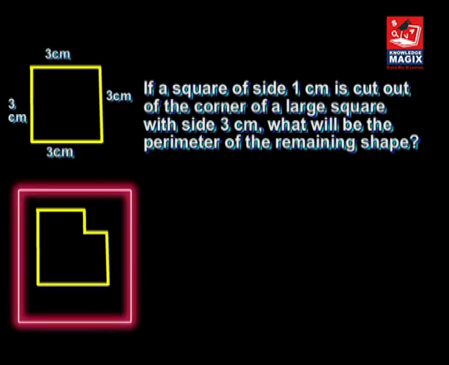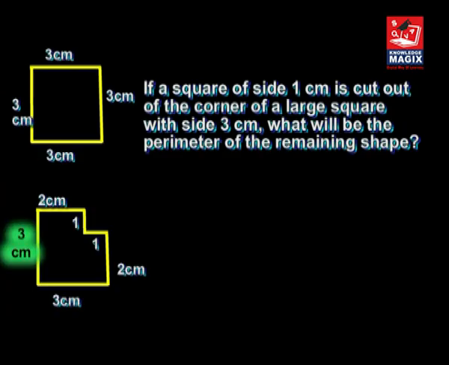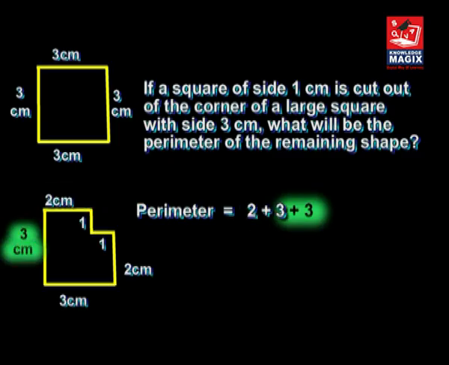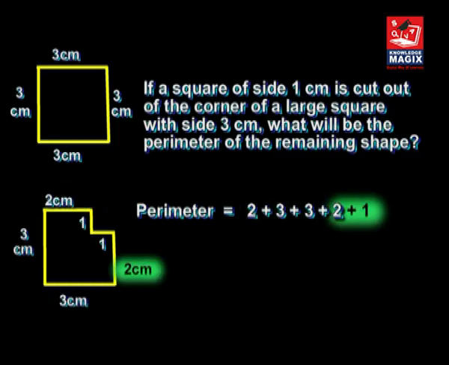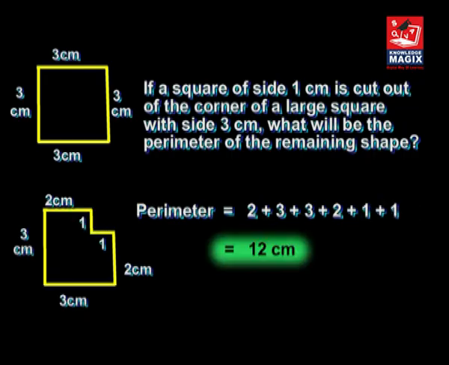Now the sides of this figure will be of 2 centimeter. This side, 3 centimeter, will remain as it is. This will also remain as it is, 3 centimeter. This will now be 2 centimeters. This is 1 centimeter and this will be 1 centimeter. So the perimeter will be 2 plus 3 plus 3 plus 2 plus 1 plus 1, equal to 12 centimeter.